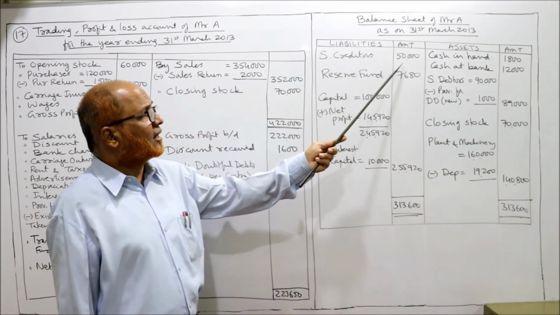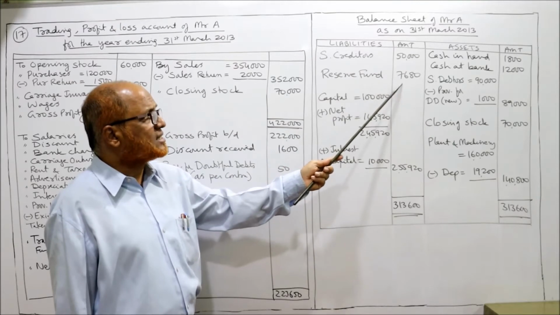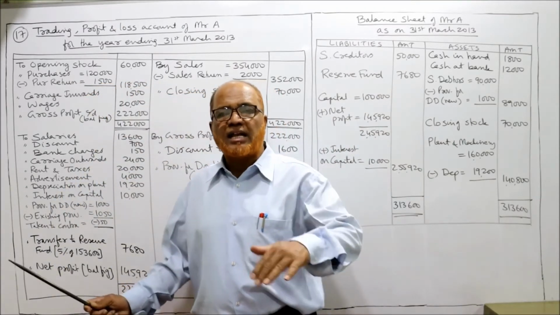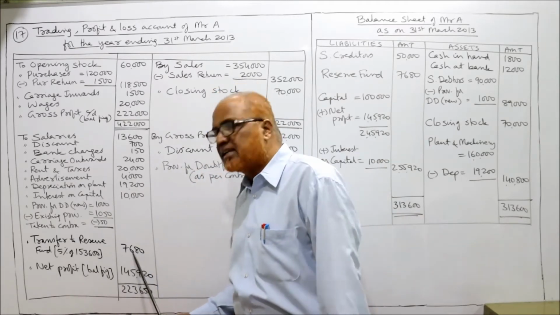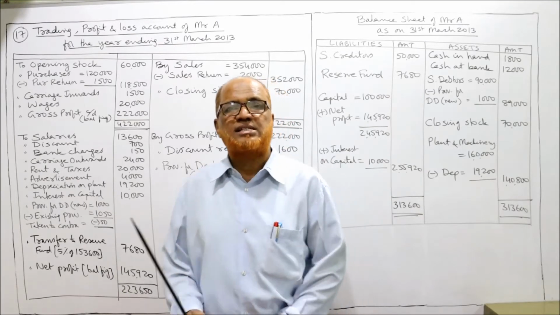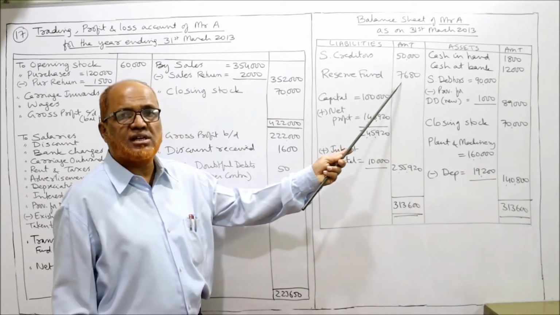Liability side, sundry creditors 50,000, reserve fund 7,680. This 7,680, it is given, transferred to reserve fund. We have calculated 7,680; this is not given in the problem. Reserve fund 7,680.